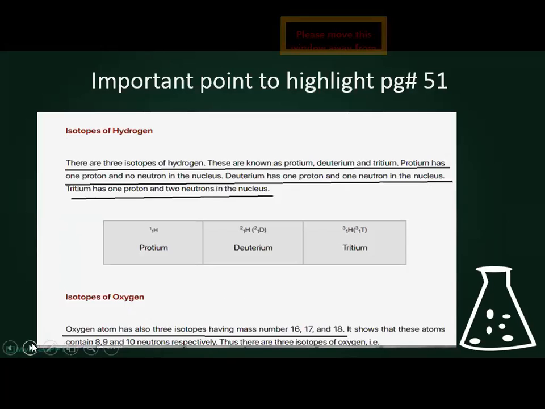Page number 51. What are the names of the isotopes of hydrogen? They are protium, deuterium, and tritium. Protium has one proton and no neutron in the nucleus. Deuterium has one proton and one neutron in the nucleus. Tritium has one proton and two neutrons in the nucleus. The oxygen atom also has three isotopes having mass numbers 16, 17, and 18. The same is the case with carbon.